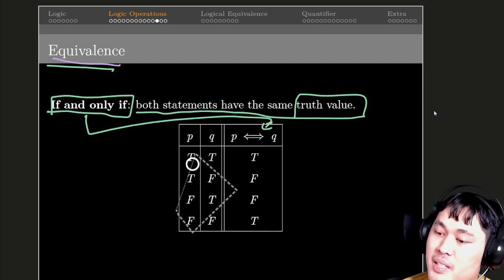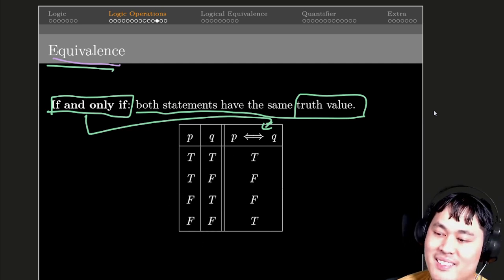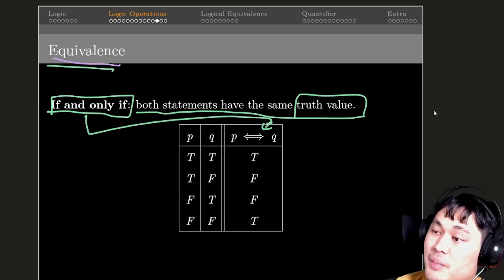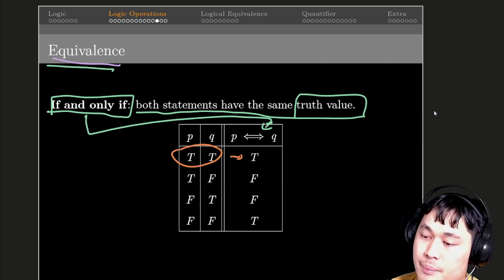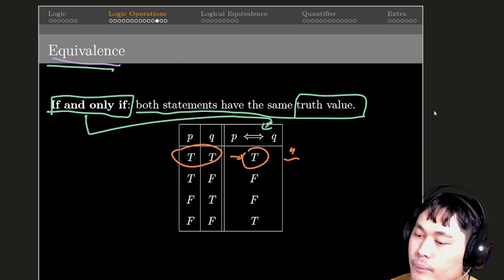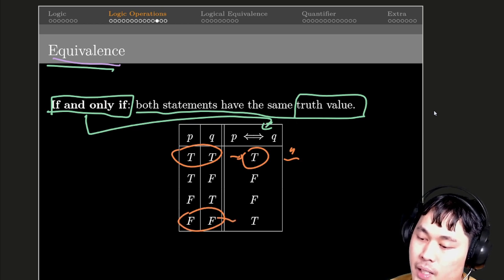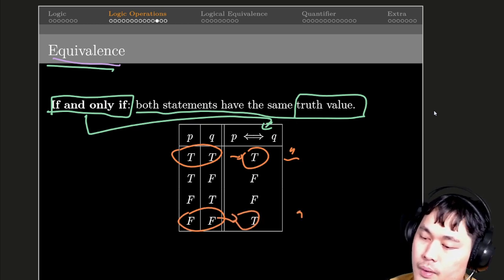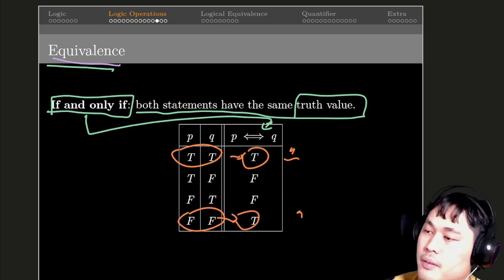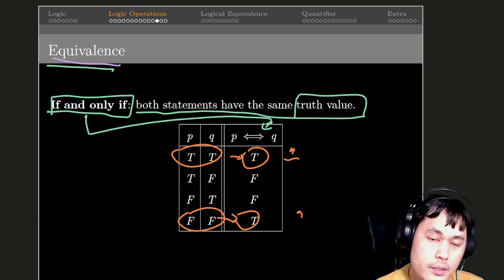And this might be what the dad meant. Okay, these two statements have the same value. So if they are the same, then the result is true. If they don't match, if one is different from the other, then the result is false.